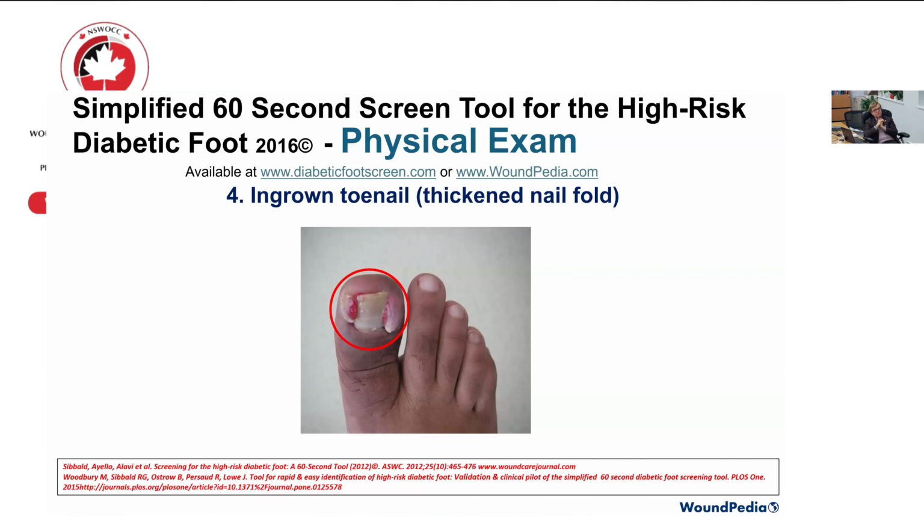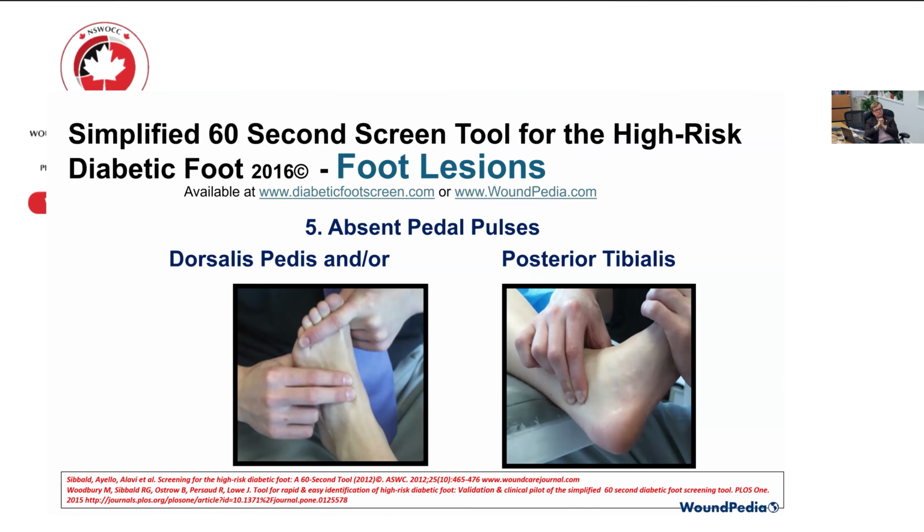This is an ingrown thickened nail fold. This is a very exaggerated one, but usually you can't see the distal nail. If you look at the distal nail, it is under the ingrown nail fold, and this is a sign that there's something wrong. Next one.